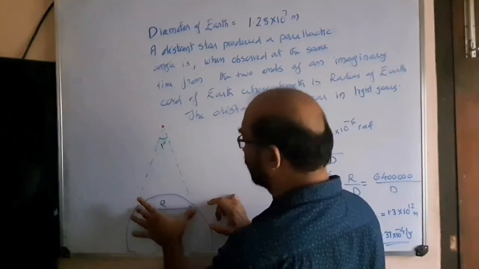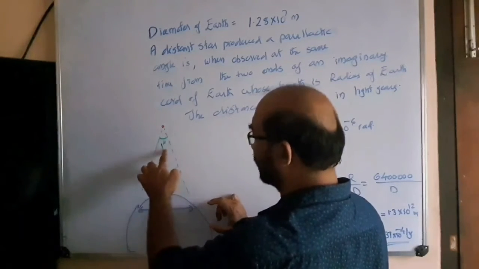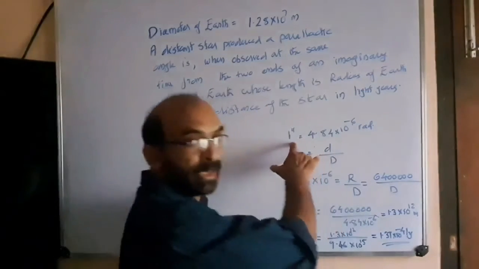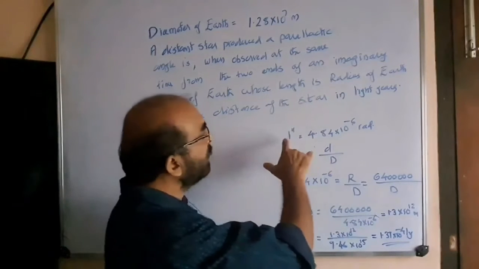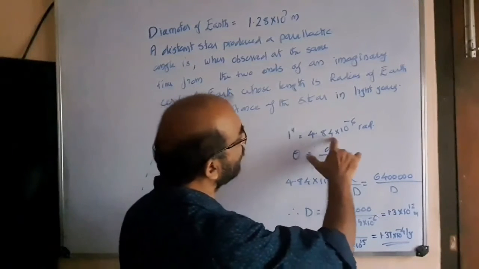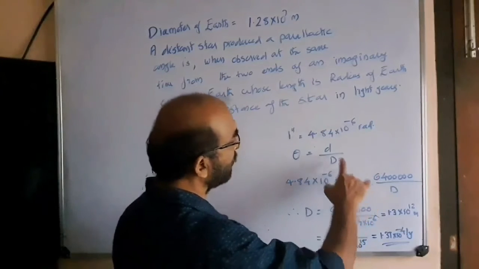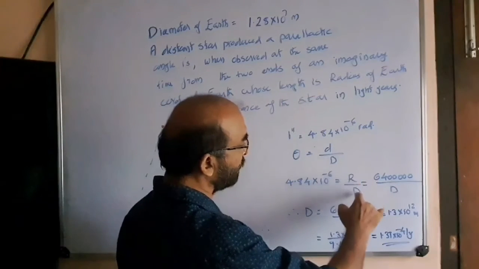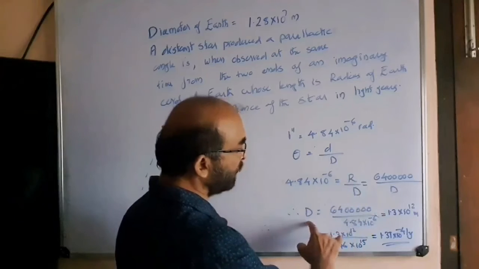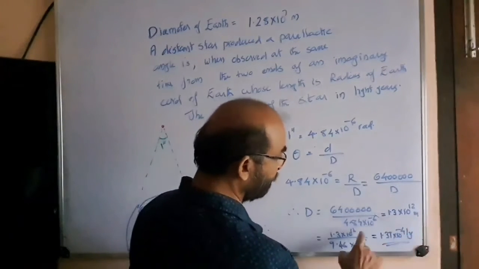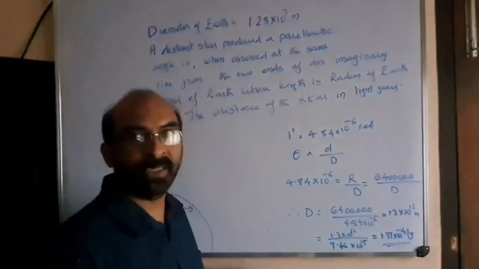So this is R. Angle is 1 second. The distance. So simple. Here I am directly using the conversion factor. 1 second is 4.84 into 10 to the minus 6 radian. Then that much value is distance d by R, here capital D. So capital D is equal to, cross multiply, you get 1.3 into 10 to the 12 meter.